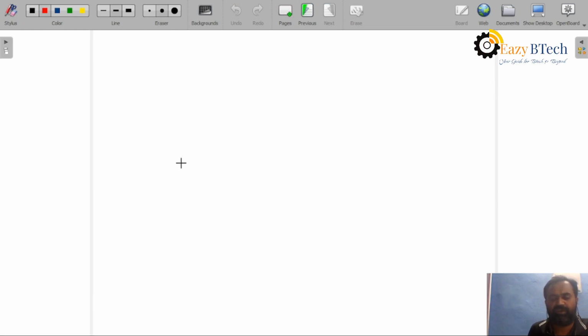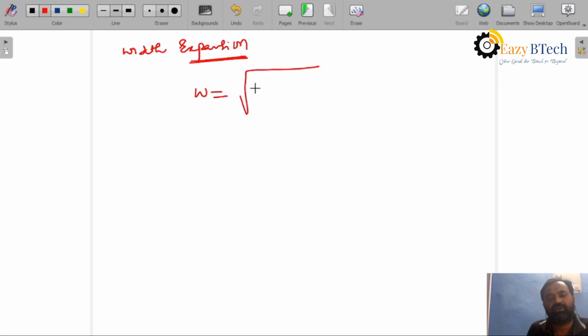Now we will write the width expansion: W is equal to under root of 2 epsilon by Q, VB, and because 1 by NA is less than 1 by ND, we will take 1 by ND.